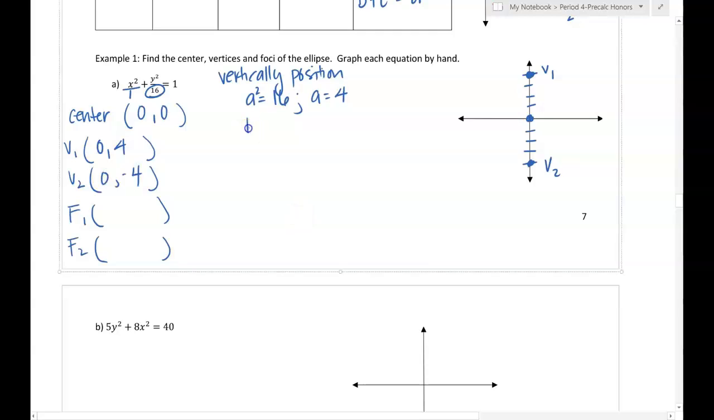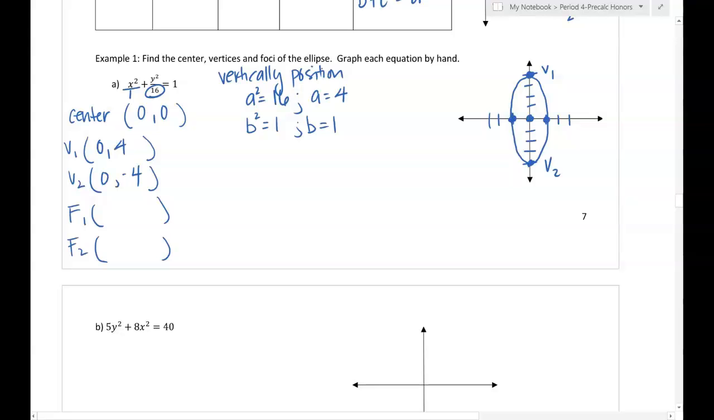Now I know b squared is the other denominator, which is 1. So b equals 1. I'm going to go to the right 1 unit, to the left 1 unit, and make my minor points. So connect the dots. So graphing is probably the easiest out of all of these.